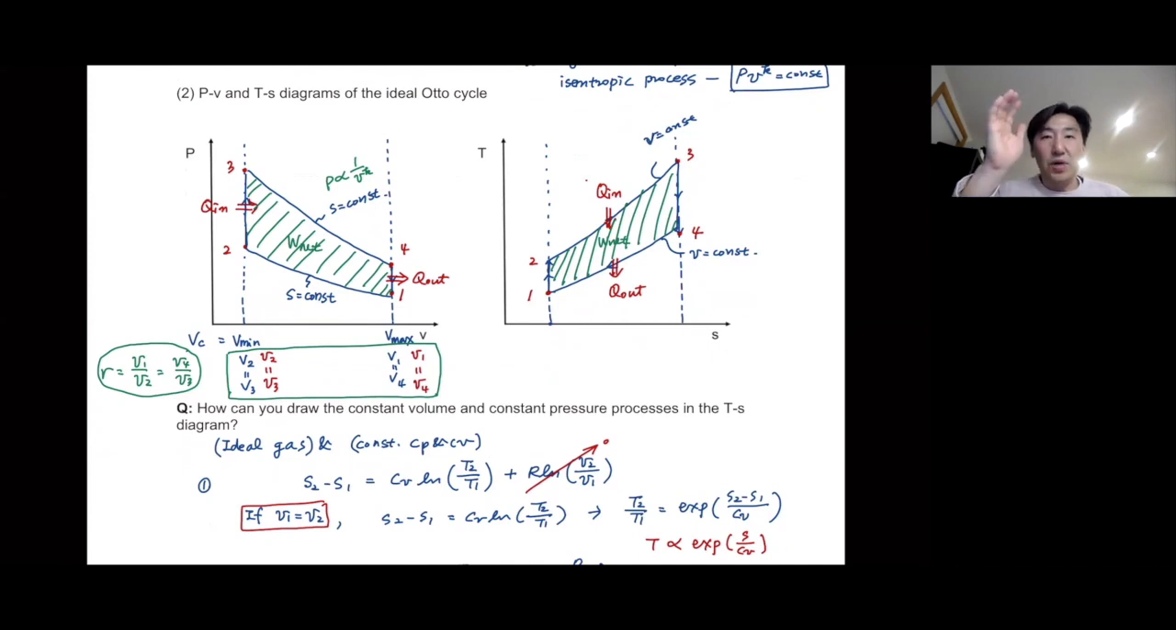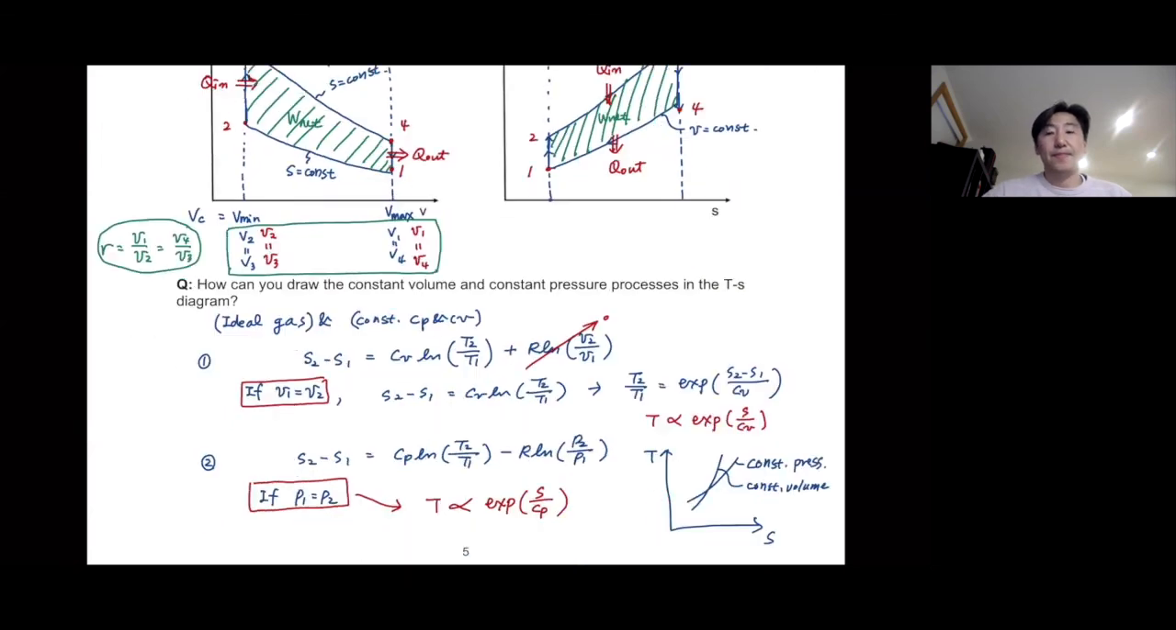I can give you a promise. I will ask you to draw PV diagrams or TS diagrams in the final exam. So please practice how to draw those kinds of diagrams for thermodynamic cycles, not only for this ideal Otto cycle, but all other thermodynamic cycles we are going to learn in the future. Okay, so promise me, please practice this type of sketch.